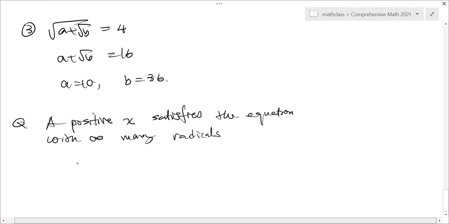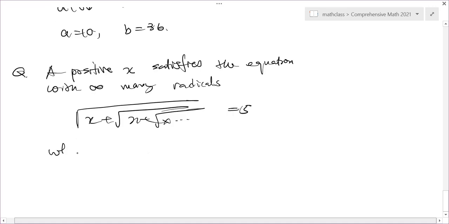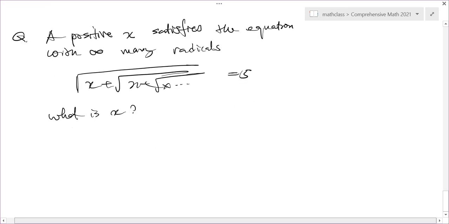Okay, now here's x plus the square root of x plus the square root of x, and so on, and this can be 5. Now what is x? Well, now how do we define an expression with infinitely many radicals? This is defined to be the limit. Okay, we have to understand the limit, the concept.